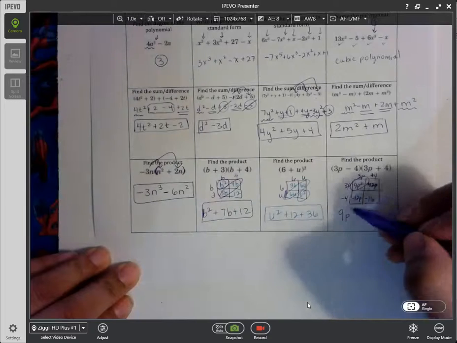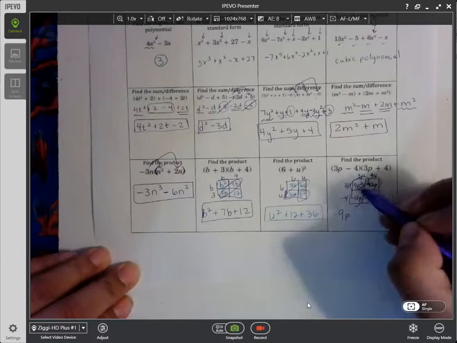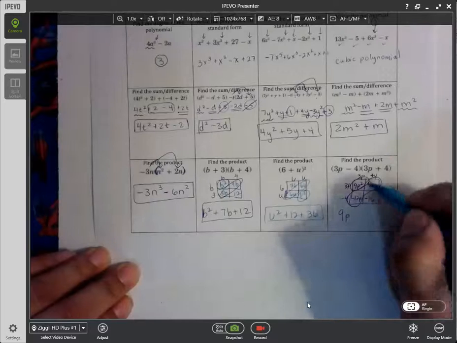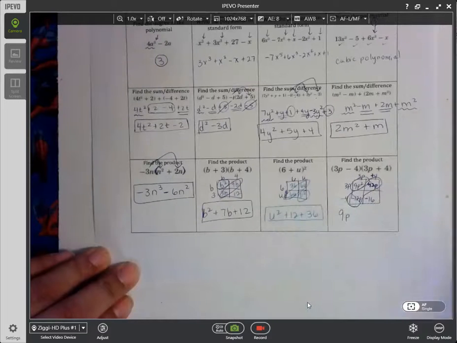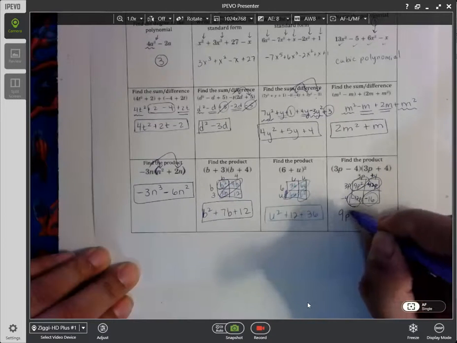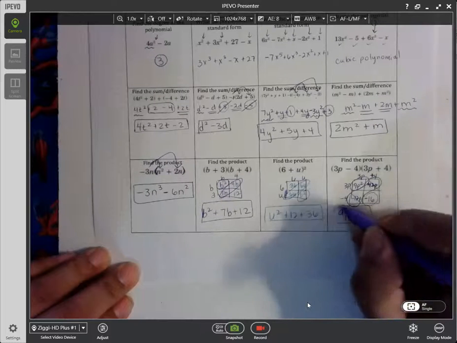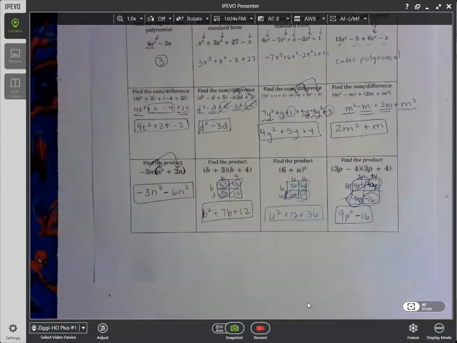Alright, so these are like terms, but they have opposite signs, so they cancel. And then you have a minus 16. Let's see, I forgot my squared. Alright, it's correct. 9p squared minus 16.